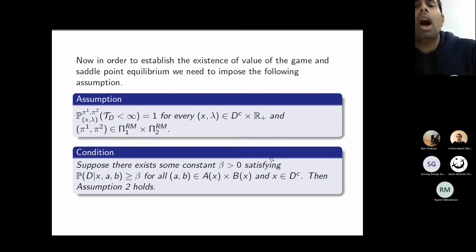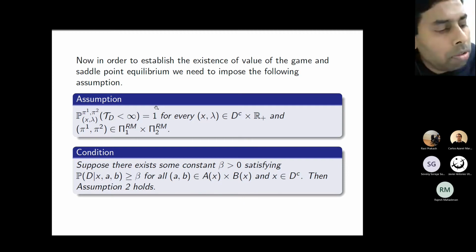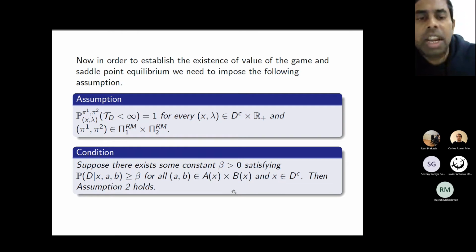Fine. Now, in order to establish the existence of the value of the game and the saddle point equilibrium, we need one final assumption, which is that the process will eventually fail. That means no matter what initial state you start from and what policies the players follow, tau d is finite with probability 1. That means the system will eventually fail. And again, there is a sufficient condition for this assumption. The sufficient condition says that from each state, there is a positive probability of going to the set of all bad states, and there is a lower bound on that probability, which is given by beta. Fine. So the assumption is the system will eventually fail.